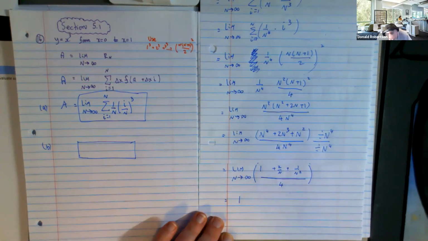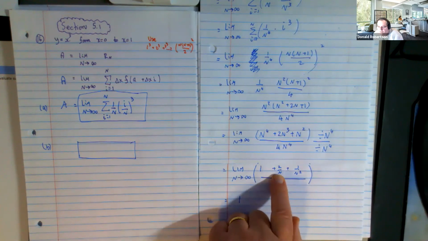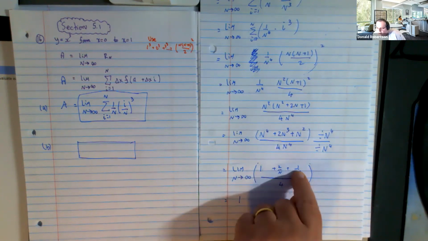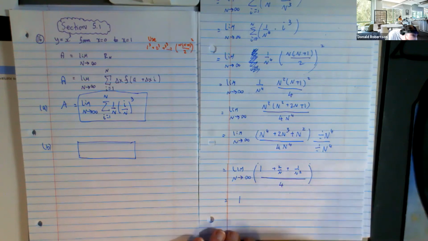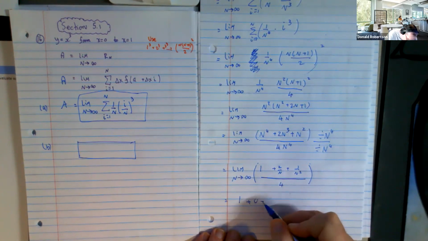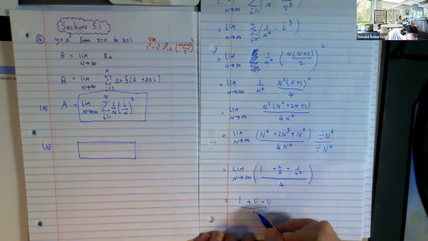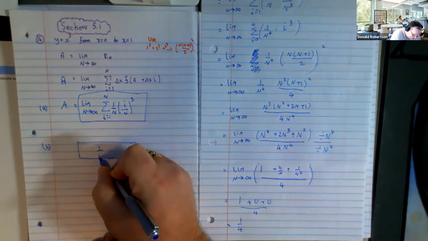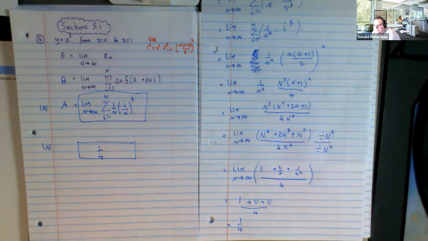What will 2 over infinity get you? What's 2 over infinity worth? 0. And isn't 1 over infinity squared also 0? So don't you just get 1 plus 0 on the top and 4 on the bottom? And after all that hard work, the answer that goes in here is a quarter. And that's the question finished.